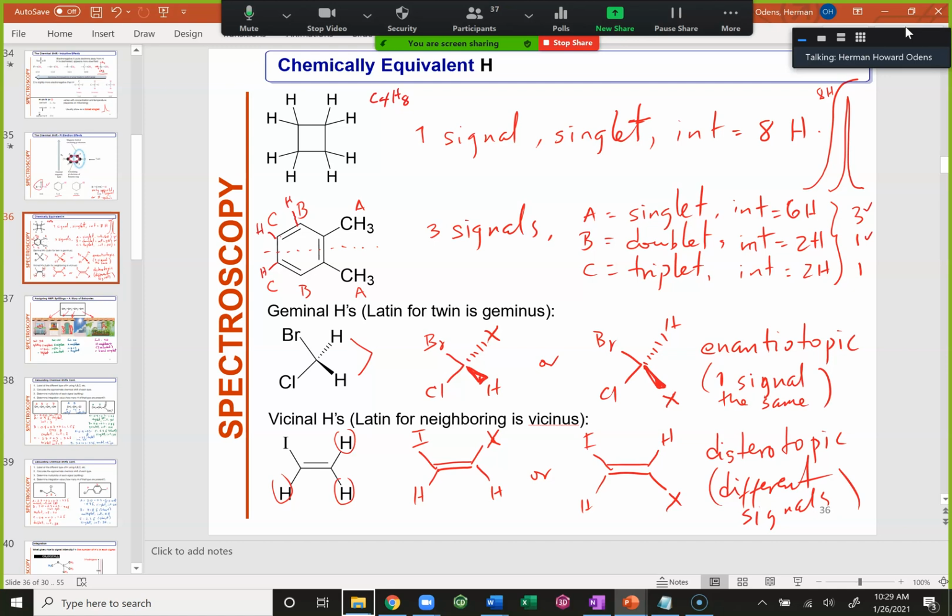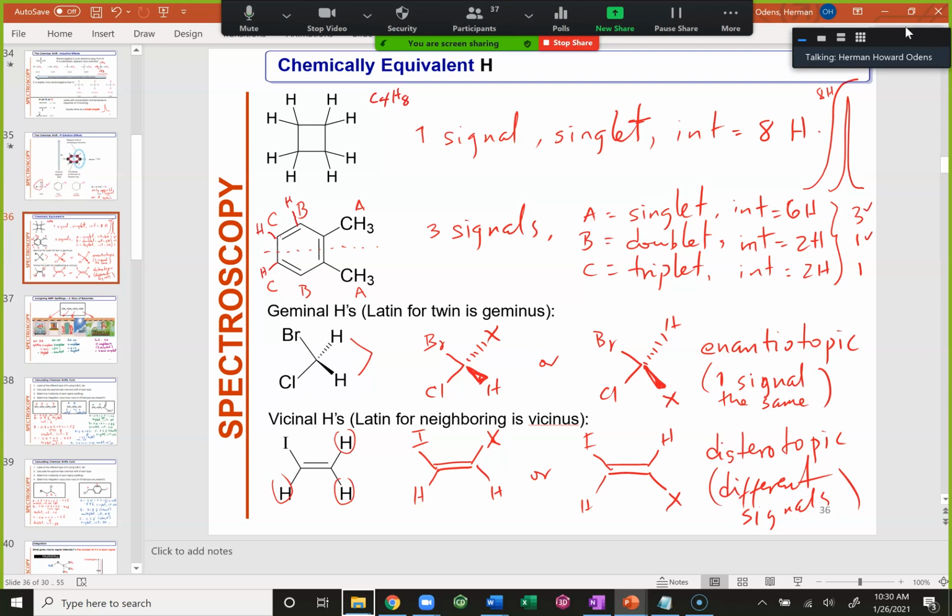Then I talk about geminal hydrogens. Geminal means like twins. It comes from Gemini. And so these are what is called enantiotopic. They will have one signal. They are the same. They call them enantiotopic because if you take a hydrogen from them and replace it with a different group, then you form a chiral compound. When they are like this, they are enantiotopic. But they have the potential to become chiral, and so that's why they call them enantiotopic, because they can form enantiomers.